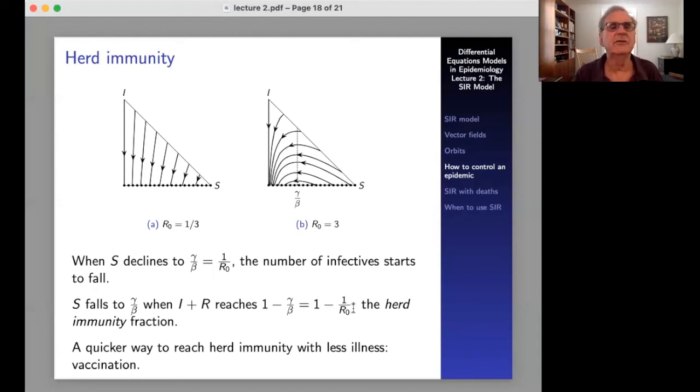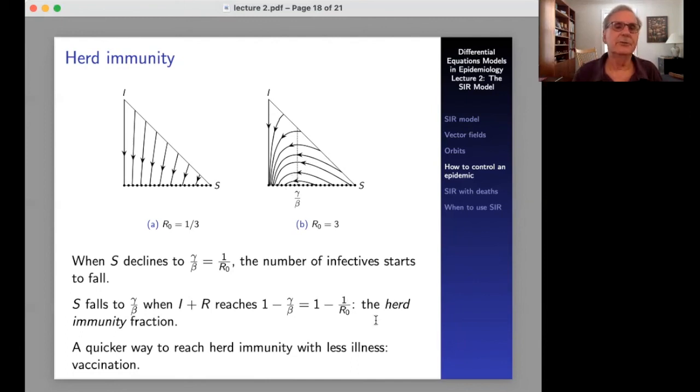When the fraction of the population that is either infective and about to become immune or already immune gets up to 1 minus 1 over R naught, the disease will start to fall. For example, if R naught is 3, when the population fraction that's infected or immune gets to 1 minus a third, or 2/3, the number of infectives is going to start to fall.